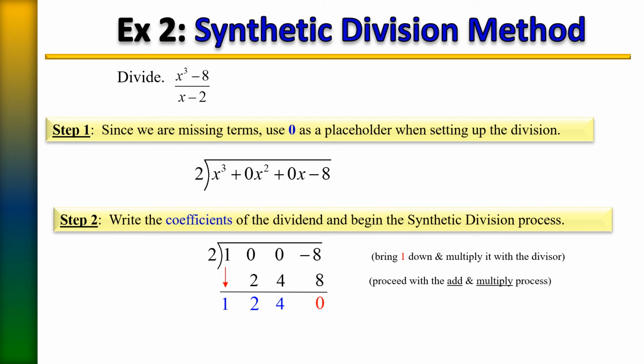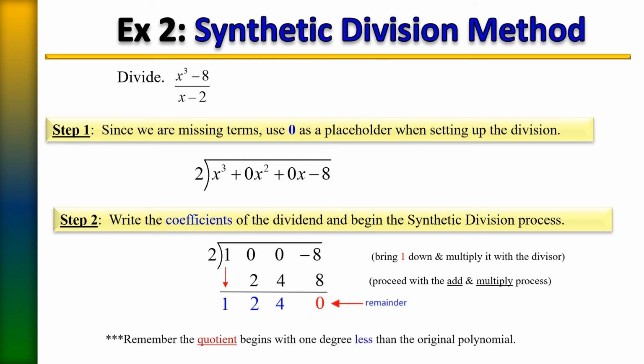The way we write our answer, remember, you're going to write your answer as 1 degree less than the original polynomial. It started with a degree of 3. We go down 1. And we begin our answer with a degree of 2. So our answer would be x squared plus 2x plus 4. And there you have it, the synthetic division process.